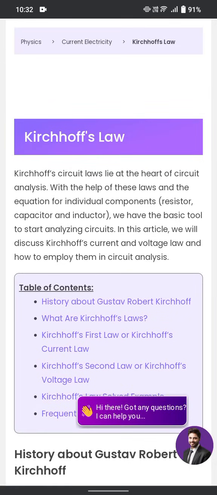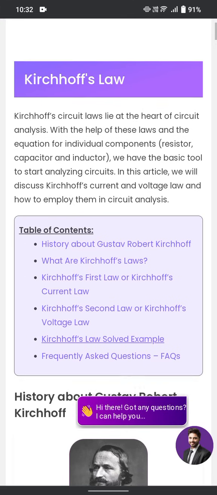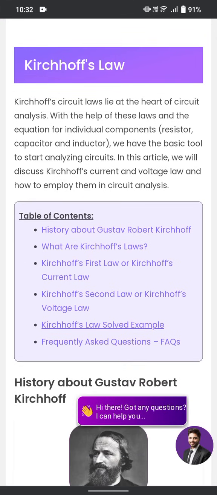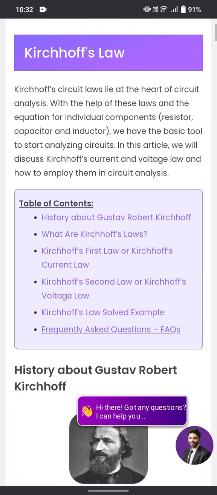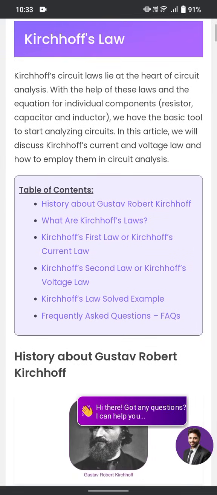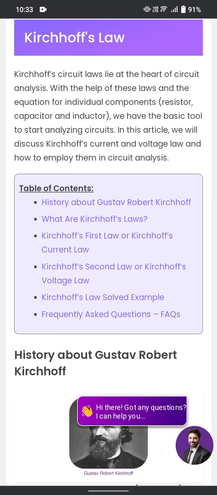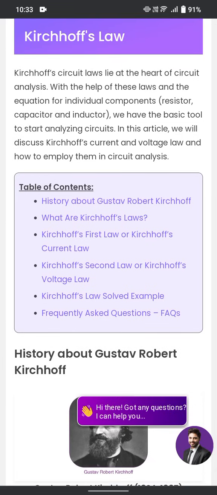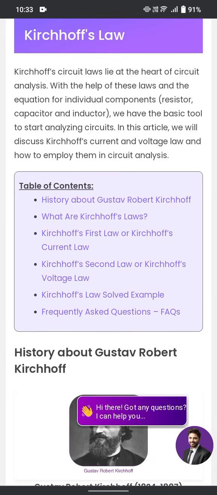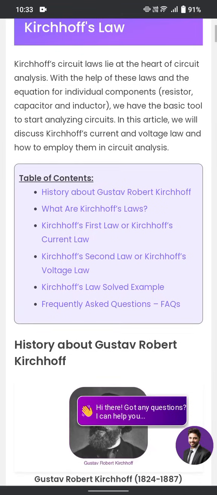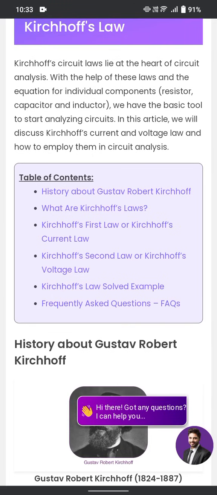Today we discuss the topic of Kirchhoff's law. Kirchhoff's circuit laws lie at the heart of circuit analysis. With the help of these laws and the equations for individual components, resistor, capacitor and inductor, we have the basic tools to start analyzing circuits. In this article, we will discuss Kirchhoff's current and voltage laws and how to apply them in circuit analysis.